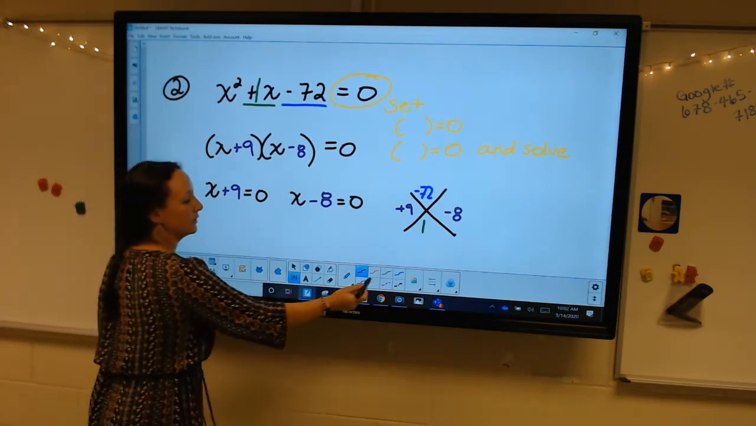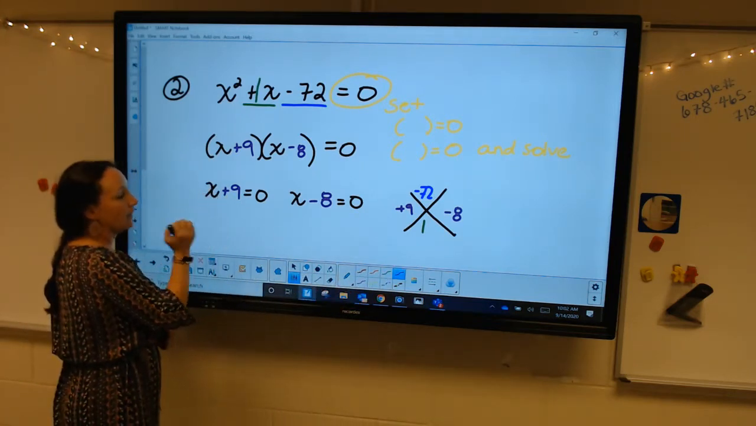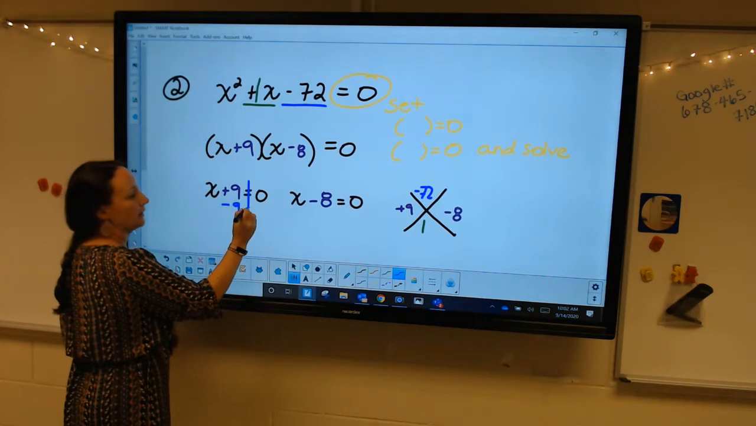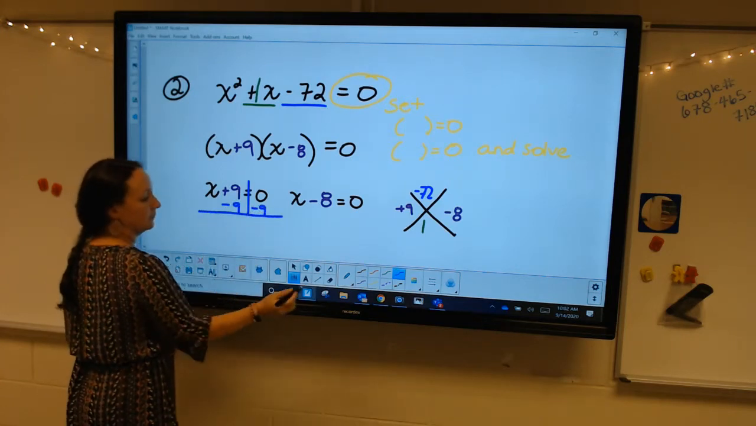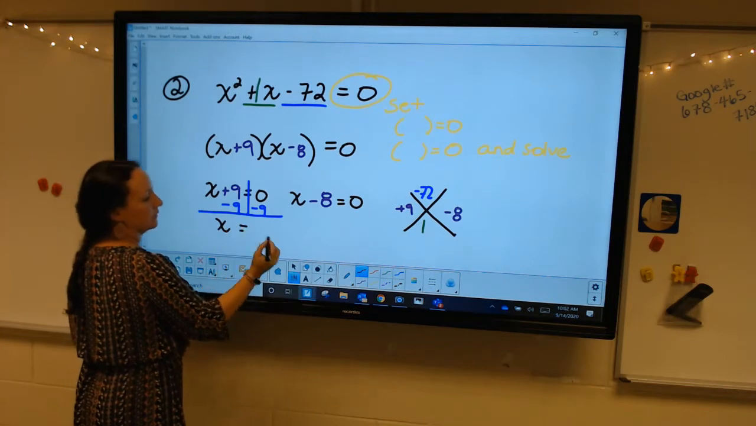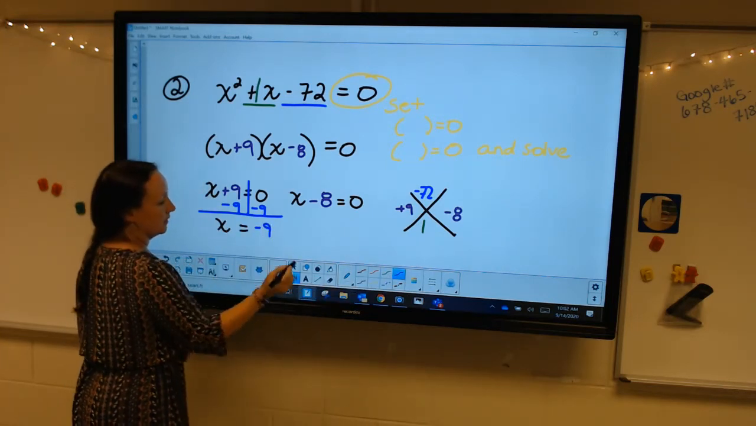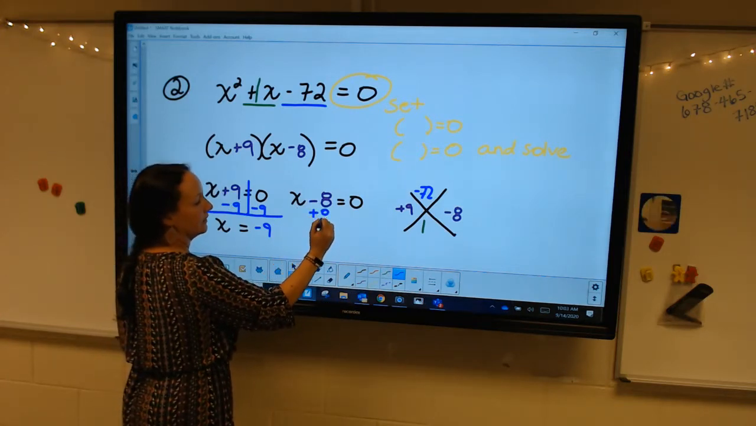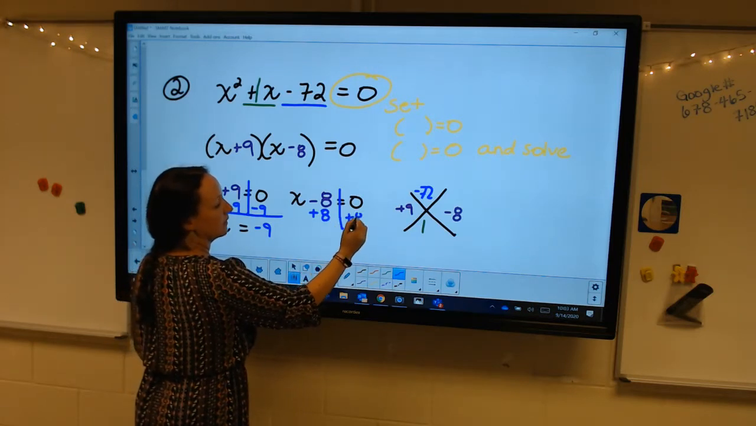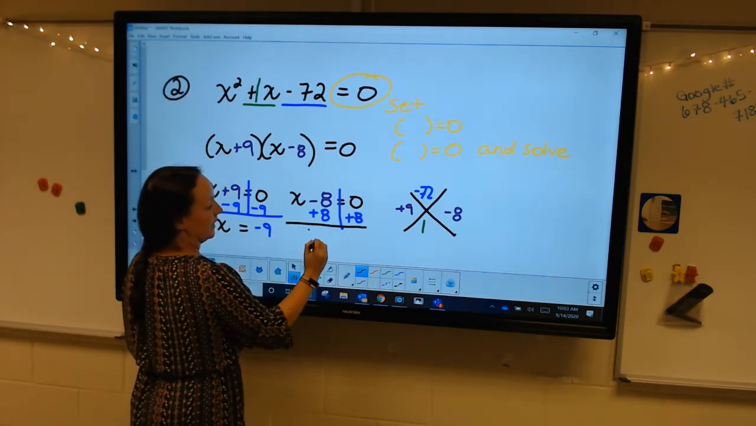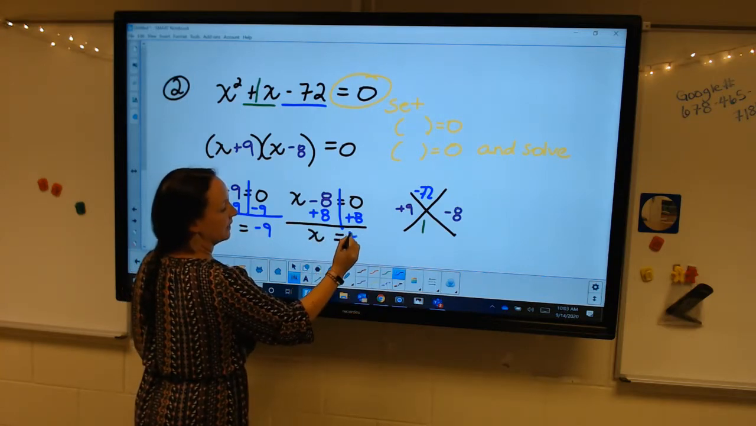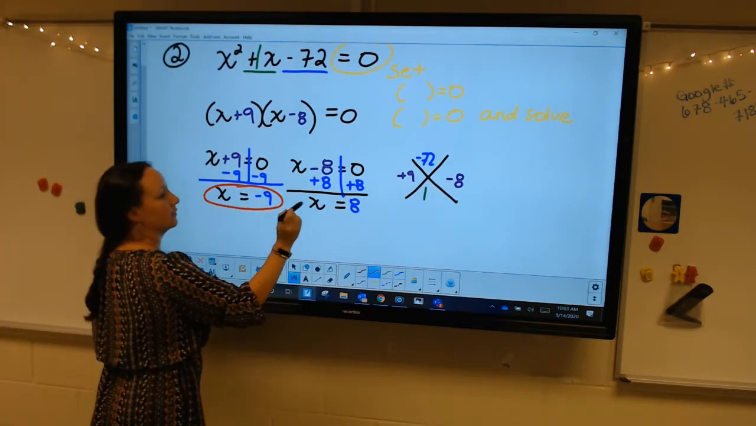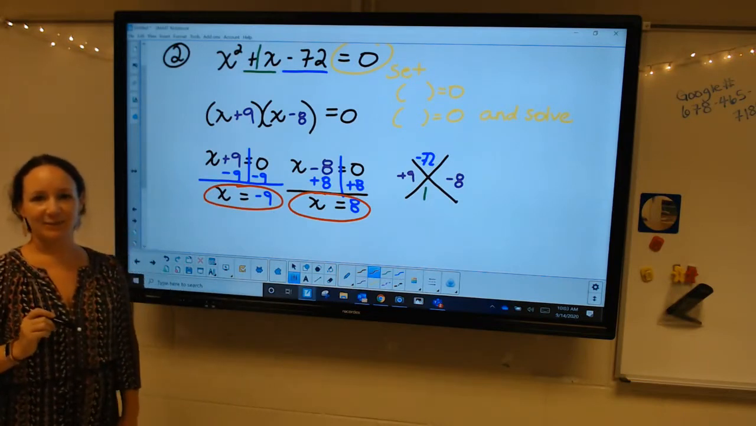All right, so in order to solve for x, we're going to have to move this 9. So it says x plus 9. In order to move it across the equal sign, we will subtract 9 from both sides. So x equals a negative 9. And then here, x minus 8, we will add 8 to the other side to get x equals a positive 8. So I get two answers, x equals negative 9 and x equals 8.